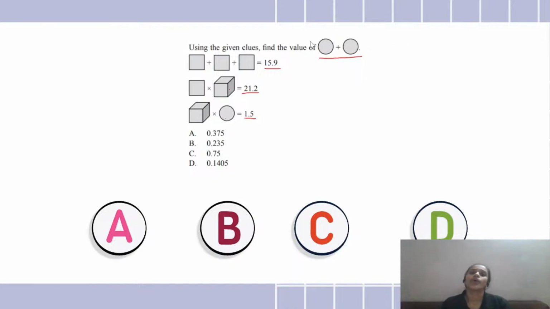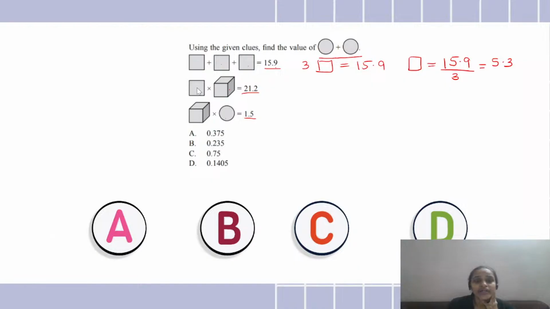Okay, I guess let's start working on it together. So now हमें क्या ढूंढना है? सर्कल प्लस सर्कल ढूंढना है. तो अब इन्होंने हमको क्या बोला है? पहला क्लू क्या है? What is the first clue? Square plus square plus square equals 15.9, which obviously makes 3 squares equal to 15.9. So I can simply find the value of square by dividing 15.9 by 3. Okay. So what do I get? 5.3 as the answer. So square equals 5.3.